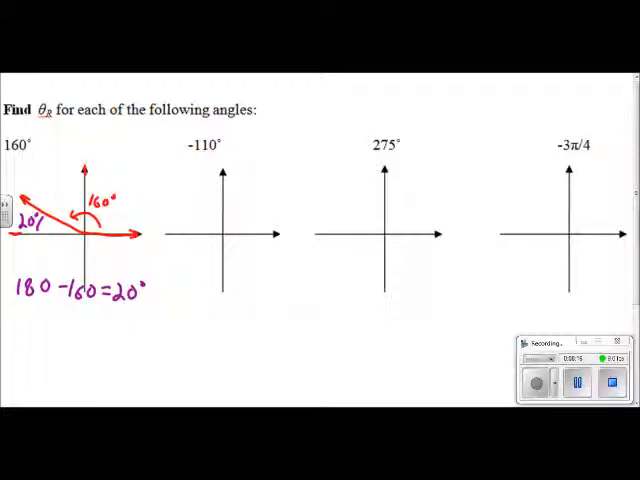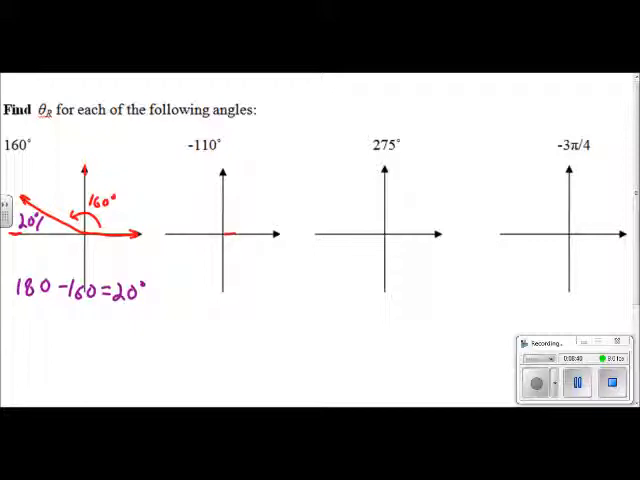Again, the sine of 20 degrees and the sine of 160 degrees are going to be the same exact thing. The cosine of 20 degrees is going to be positive, and the cosine of 160 degrees is going to be negative, but they're going to be the same number. One is positive, one is negative.